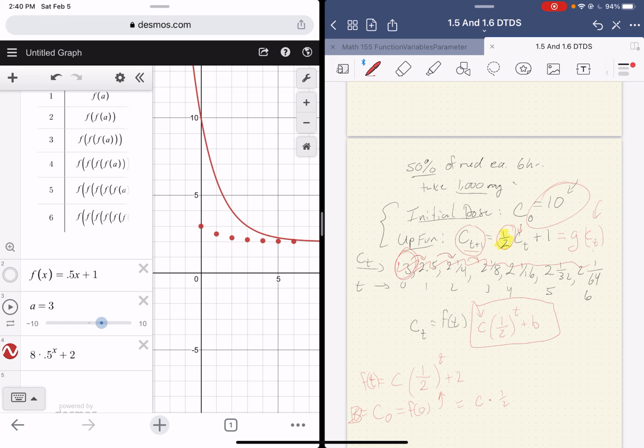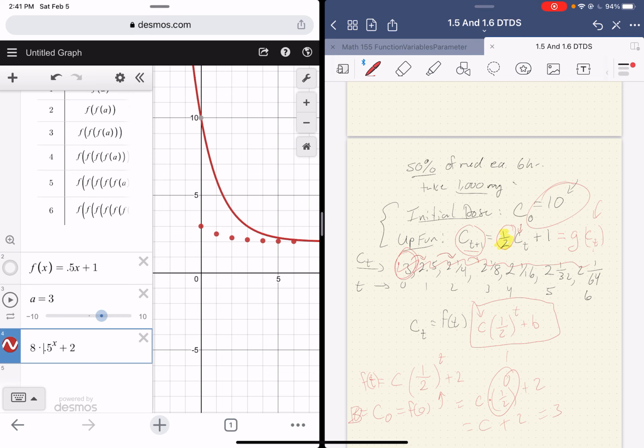And if I plug in the 0 into my solution function, then again, that's 1, and so I have c plus 2 has to equal 3. So in this case, it turns out c should be 1. All right, so we can hop back over here to Desmos. Let's make that 8 a 1, and it fits perfectly.